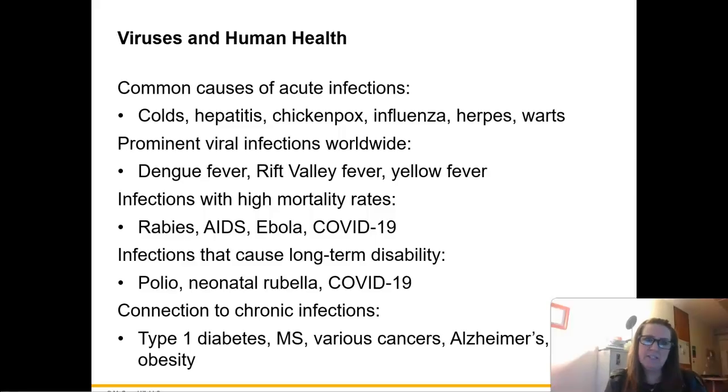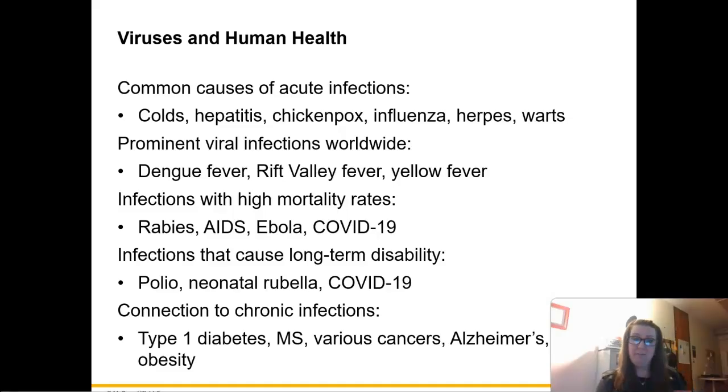Okay, so we know that viruses affect human health. We've all dealt with colds, maybe flu, chickenpox, one way or another. These are acute infections. So once you get exposed, then you have the infection pretty quickly after the initial exposure. Herpes and warts. So certainly there's a wide variety of viruses that we fight off with common everyday warts, as well as genital warts. Prominent viral infections worldwide, there's a list there.